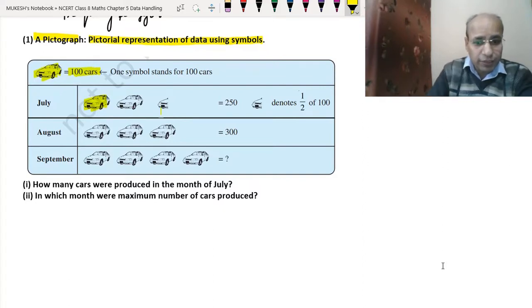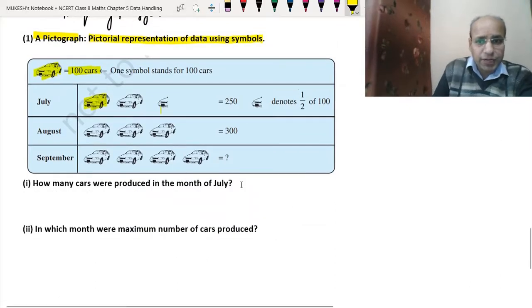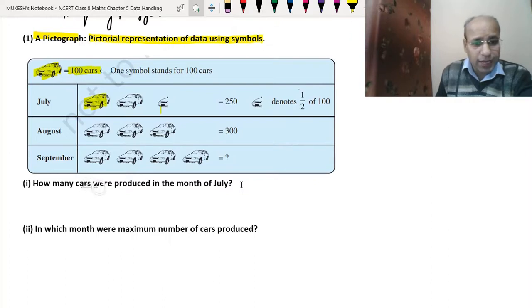So now we have certain questions here that we have already done in class 6. The question is, how many cars were produced in the month of July? In the month of July we have 1 symbol, 2 symbols and a half symbol. That means 100 plus 100, and the half symbol means 50. So that means 250 cars in the month of July.